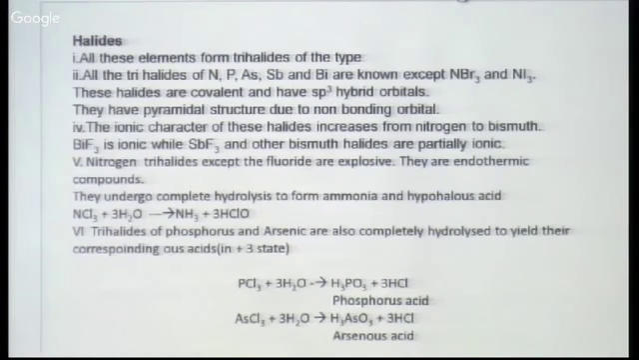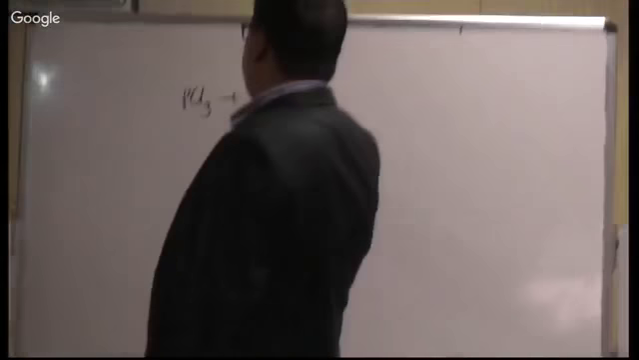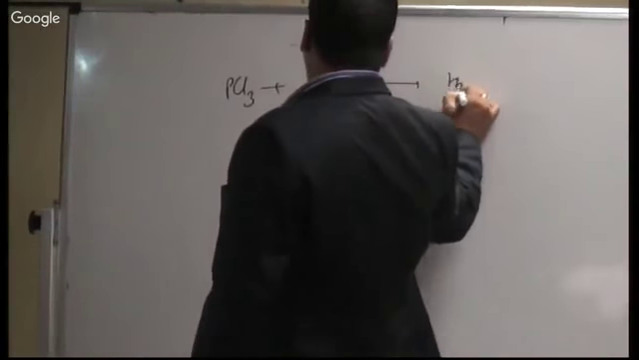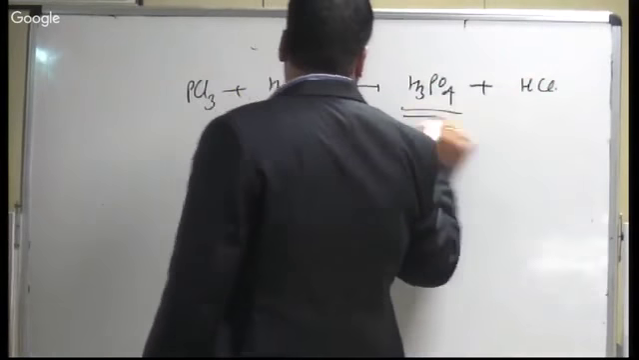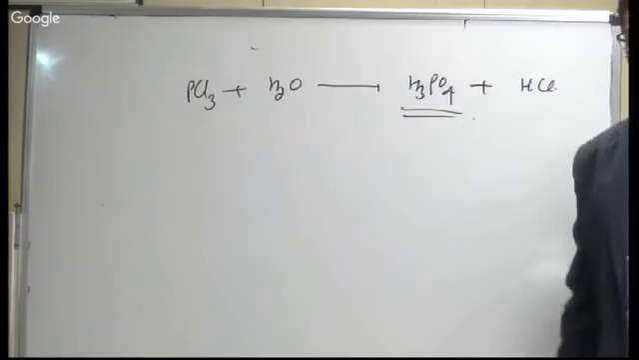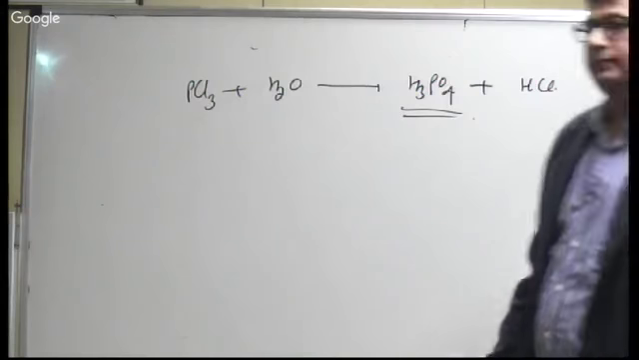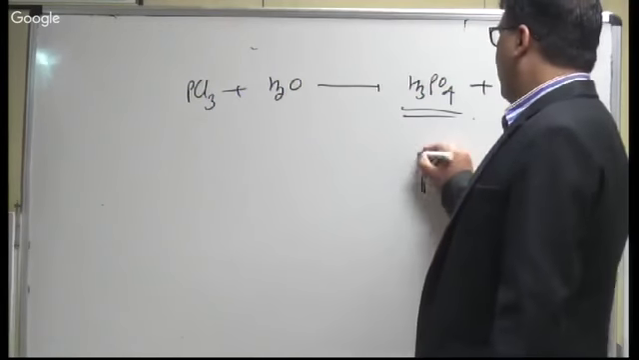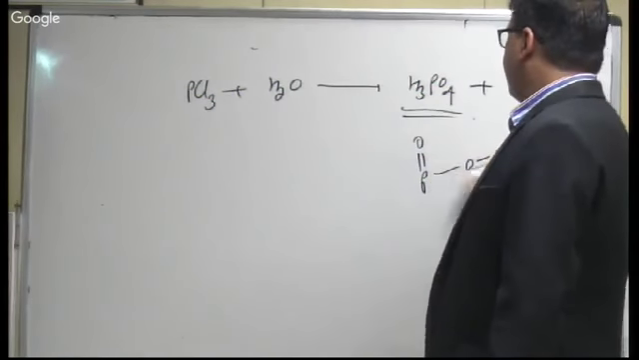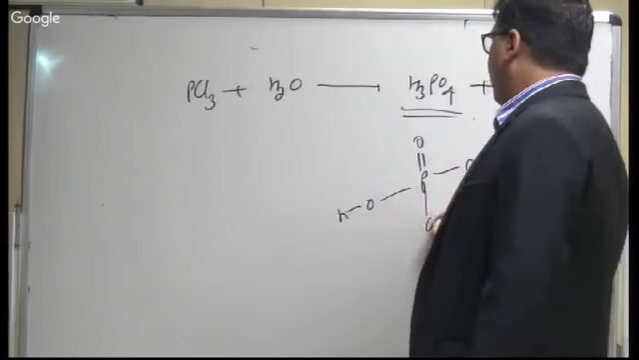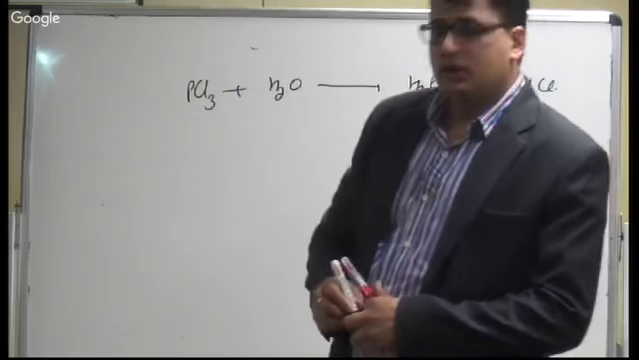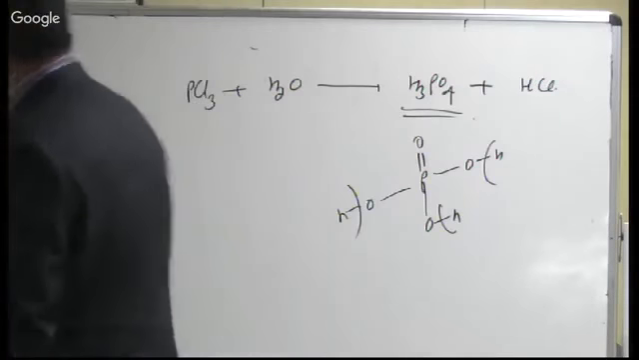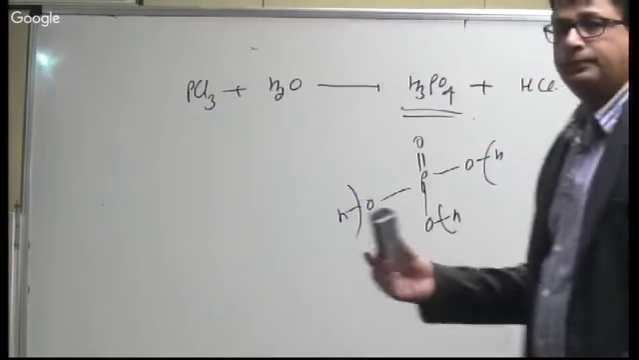H3PO4. PCl5 when treated with H2O gives H3PO4 plus HCl. What is the n factor of H3PO4? 3. Why? Because it can give 3 hydrogens. Clear? So you have to remember all n factors also. Clear?